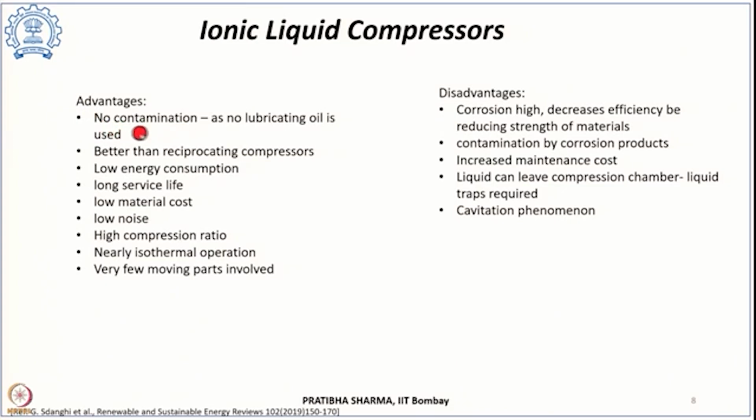The major advantages associated with the ionic liquid compressors are that the gas which is compressed does not have any contamination, because we are not using any lubricating oil. They are comparatively better than the reciprocating type of compressors. The requirement of energy is much lower, and they work almost under isothermal conditions. The work of compression required is lower, they have a higher efficiency, and they have a long service life. The cost of the materials which we are using is lower.